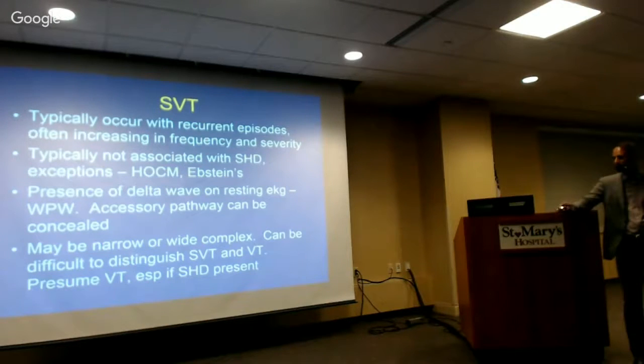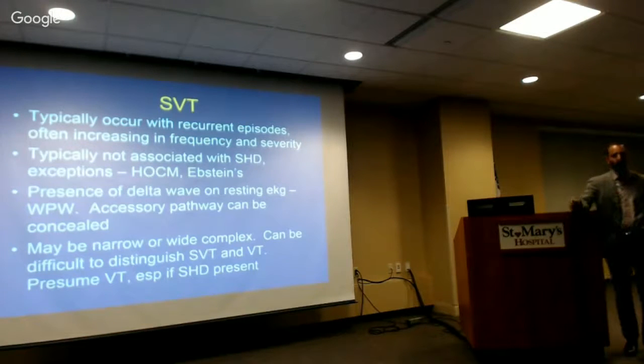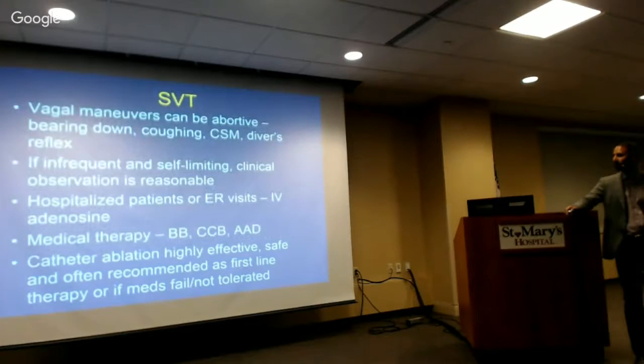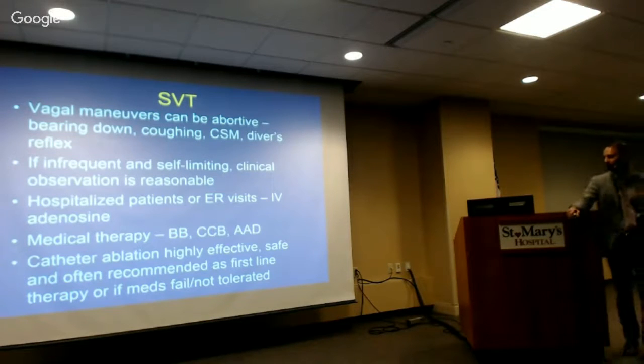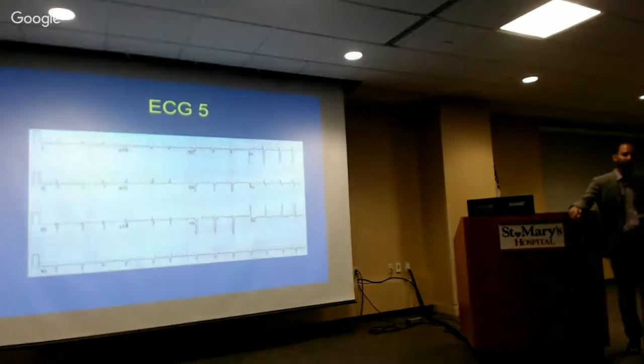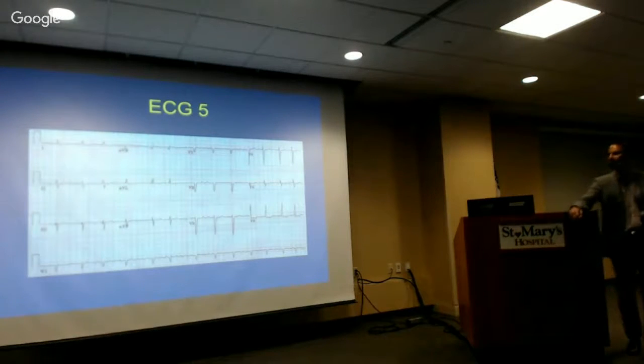I think the key take-home point is that if you have a patient that has structural heart disease, I would presume it's VT until otherwise proven and treat it that way. As we mentioned before, vagal maneuvers often will be effective. Beta blockers, calcium channel blockers, sometimes antiarrhythmic drugs are used. Patients end up in the ER, they're often treated with IV adenosine. Catheter ablation is certainly highly effective and is often recommended as first-line therapy, as most of these patients don't want to take medications for the rest of their life, or it's not well tolerated or effective.